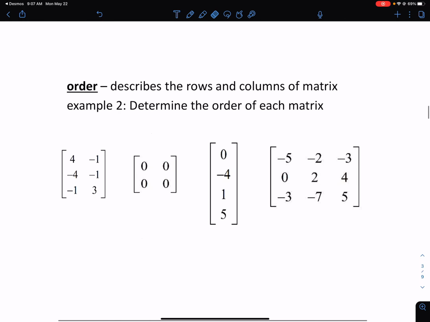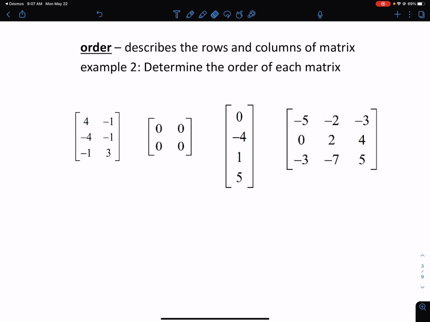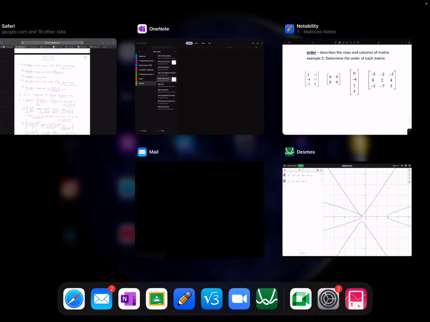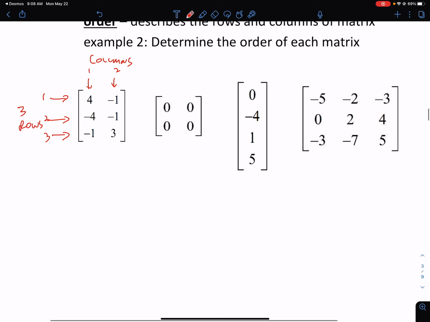All right, moving along. So we can talk about the order of the matrix, or like kind of the size, but the real name is order, okay? And it describes how many rows and columns the matrix has. So we're going to determine the order of each matrix. So this one has how many rows? It has 1, 2, 3 rows, and 1, 2 columns. All right, so that's going to be called a 3 by 2 matrix.